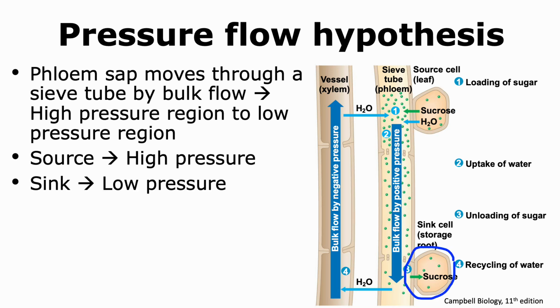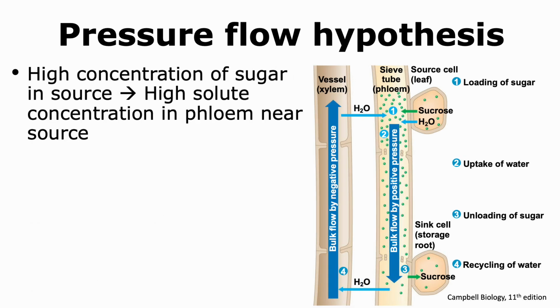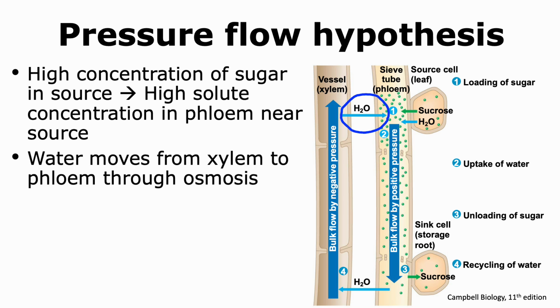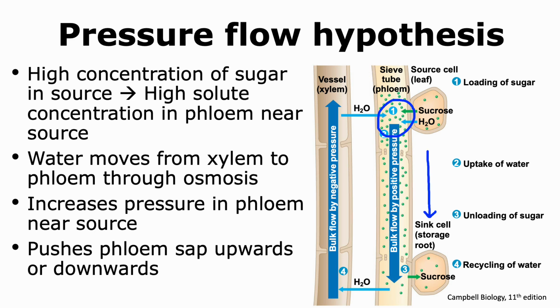Examples of sources are called based on the pressure flow hypothesis. The production of sugars at the source results in a high solute concentration in the phloem that is near the source. This high concentration causes water to move from the xylem to the phloem through the process of osmosis. This movement of water increases the pressure in the phloem that is near the source. This increase in pressure pushes the phloem sap either upwards or downwards in the phloem.